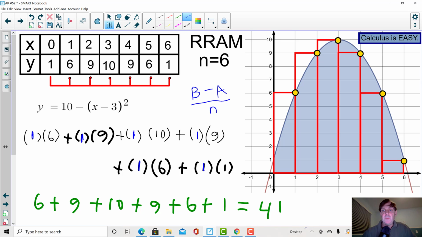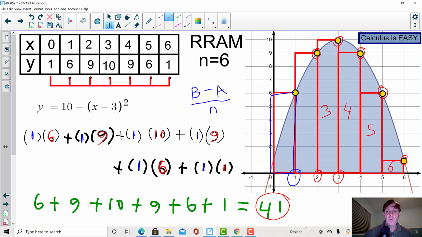Now the height of each rectangle is going to be at the top right corner of the rectangle. So for example, for the first one, when x is 1, y is 6. So 6 is going to be the height of that rectangle. For the second one, when x is 2, that point is going to be at 9, so the height would be 9. When x is 3, the third rectangle has a height of 10, so we'll put a 10 for the height. The fourth rectangle has a height of 9, so we put a 9 for the height. The fifth rectangle has a height of 6, so we'll put 6 for the height. And the last rectangle has a height of 1, so we're going to put 1 for the height. If we add this all up, we get 41.